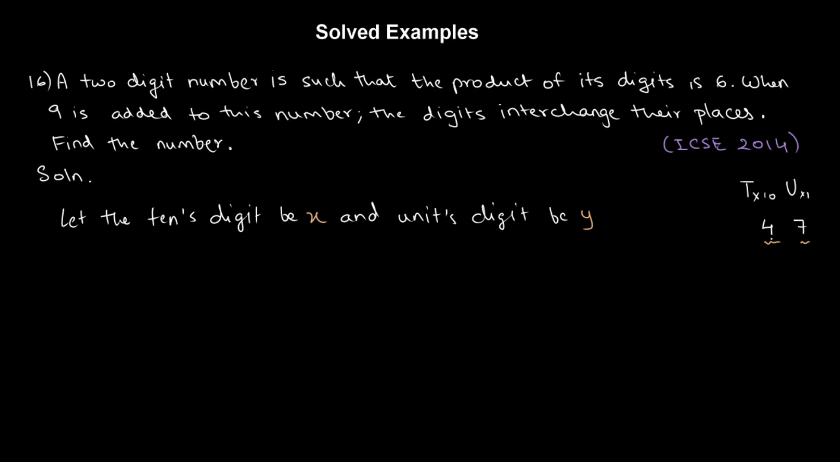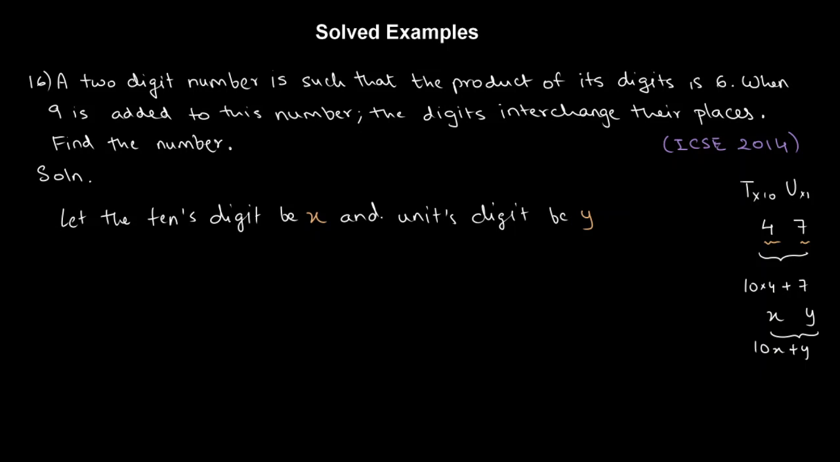Now realize one thing. If 4 and 7 are the digits, 4 is a tens digit and 7 is a units digit, I could write this number 47 as 10 into 4 plus 7, because it's in the tens place, so 10 into 4. Now if I have x in the tens place and y in the units place, the number becomes 10x plus y. So these are the digits and this here is my number.